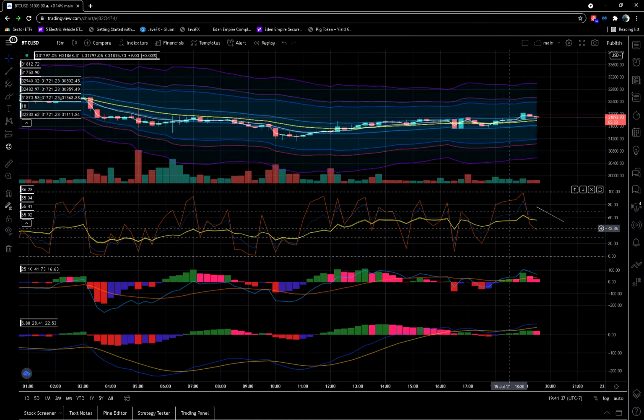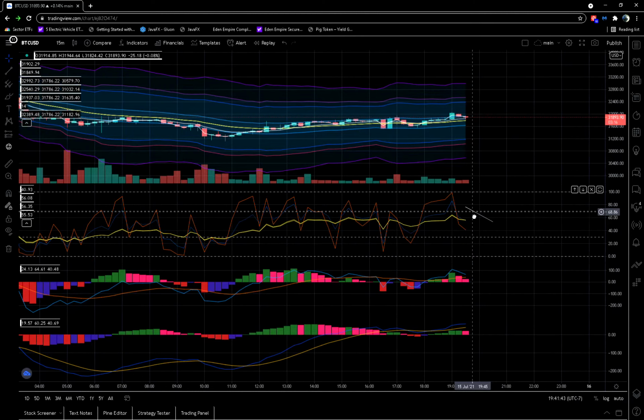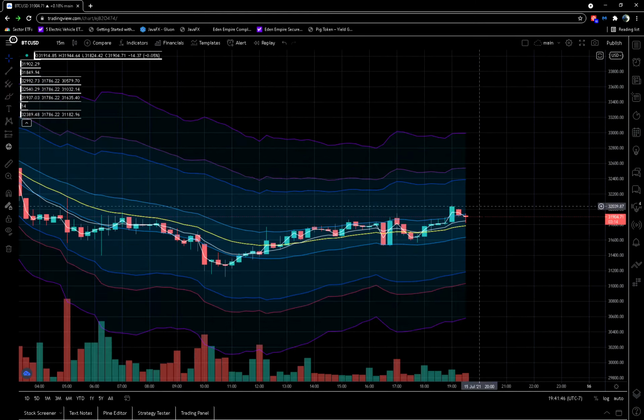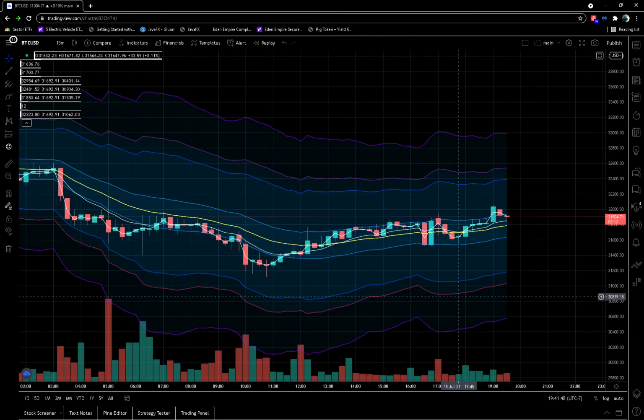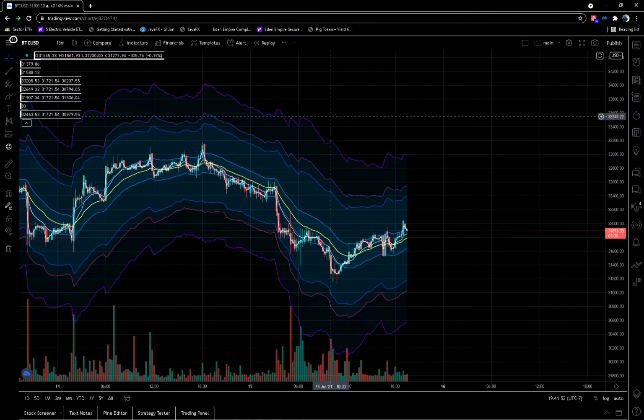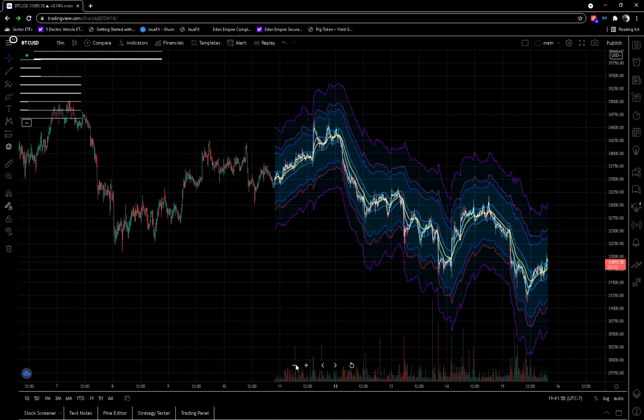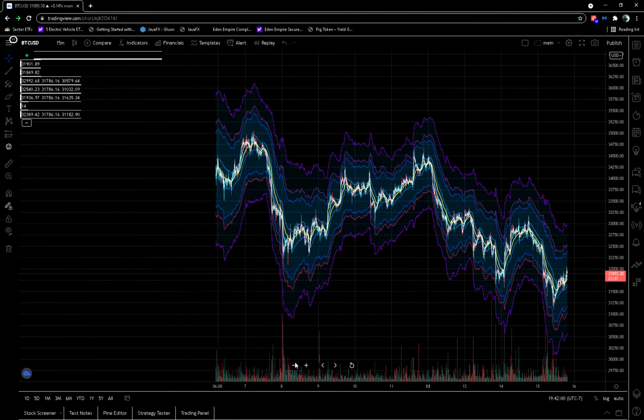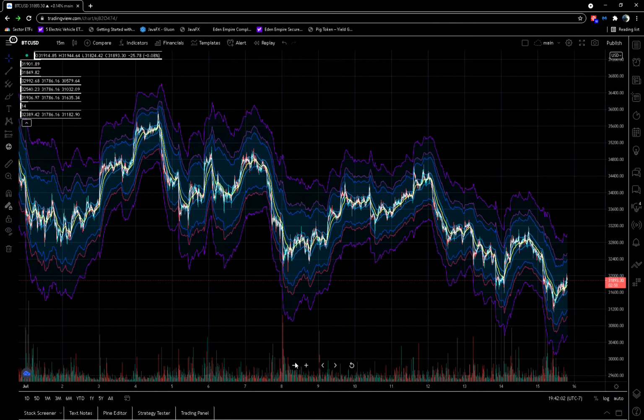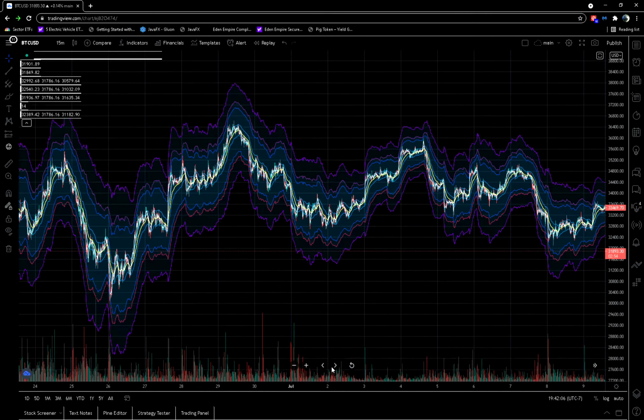So 15 minute is starting to get overbought a little bit. Coming overbought. We do have a couple red candles starting. No super crazy volatility right now. And so what's an example of super crazy volatility? So something like this here.